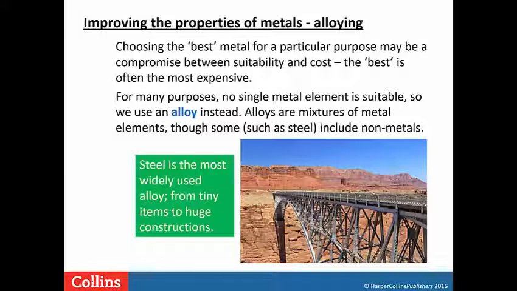Choosing the best metal for a particular purpose may be a compromise between the suitability and the cost. Best is often most expensive. So for many purposes, no single element is suitable, so we use something called an alloy instead. And alloys are mixtures of metal elements, although some, such as steel, include non-metals. And steel is the most widely used alloy, and it's used in tiny items and massive construction.